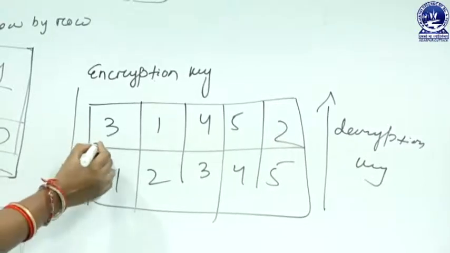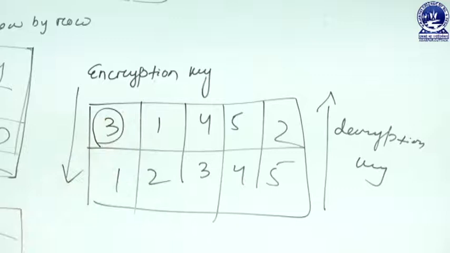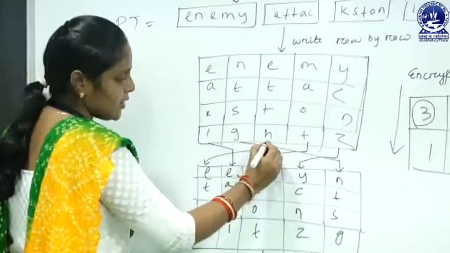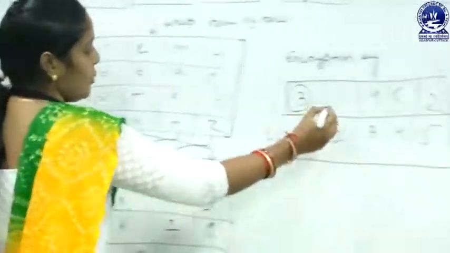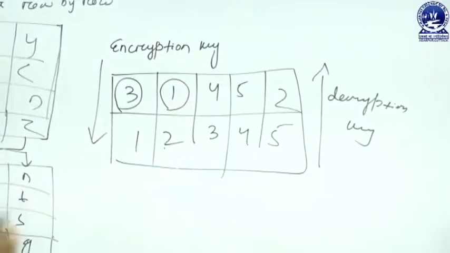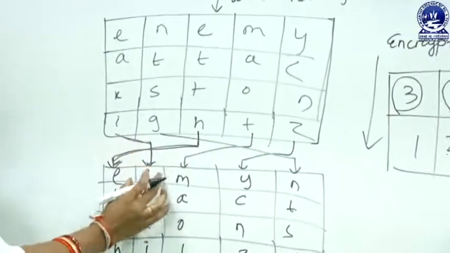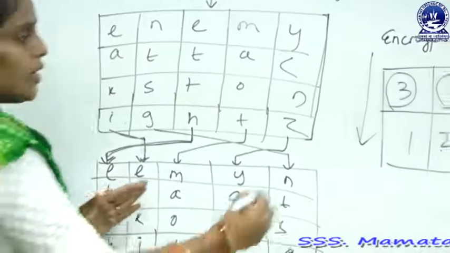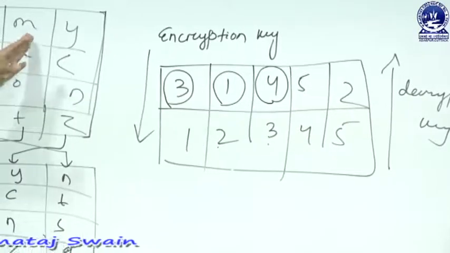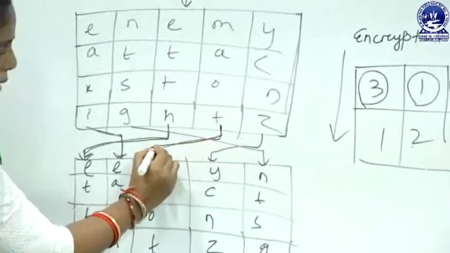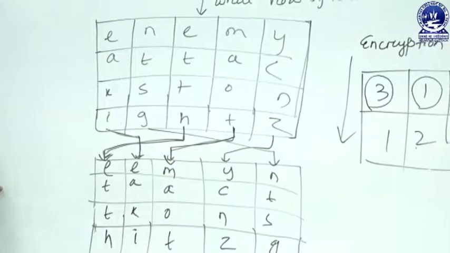That means the third column of our plain text becomes the first column of our ciphertext. Here this is the third column and this column becomes the first column of our ciphertext. Then next the first column of our plain text becomes the second column of our ciphertext. Now this is the first column which becomes the second column. Then the next is the fourth column of our plain text, which becomes the third column of our ciphertext.